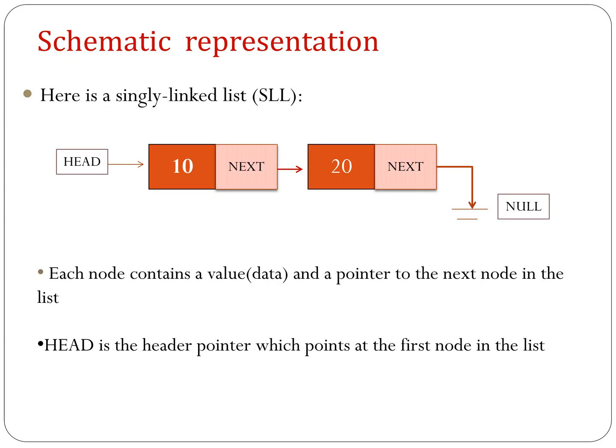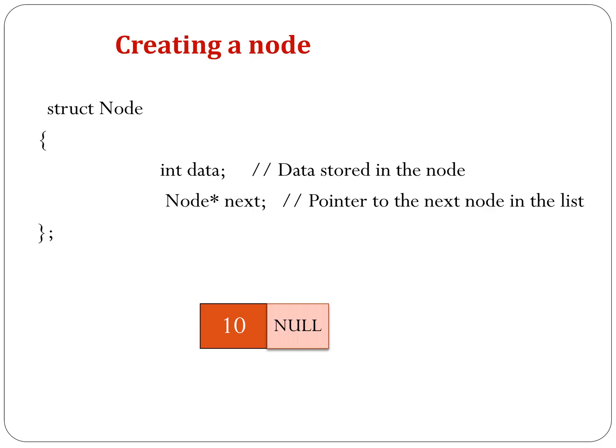This is a schematic representation of a singly linked list, same as the previous. The head always stores the address of the first node, and in the node structure there are two nodes with the data 10 and 20. They are connected with each other. The last node's next field will be null. This signifies the end of the node structure. Each node contains a value and a pointer to the next node in the list. Head is a header pointer which points to the first node in the list.